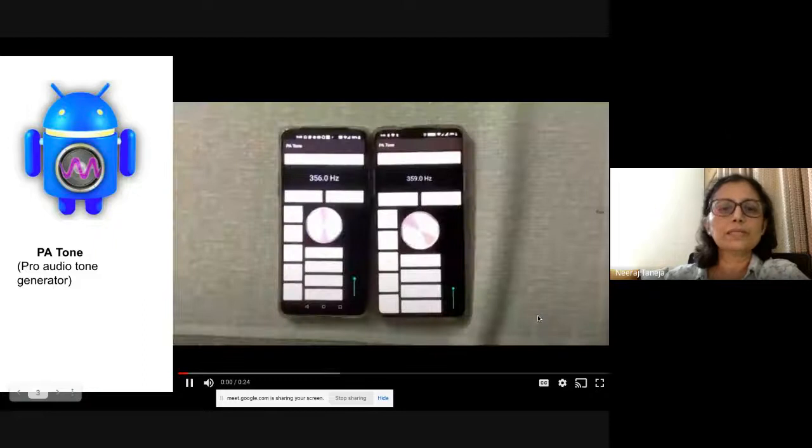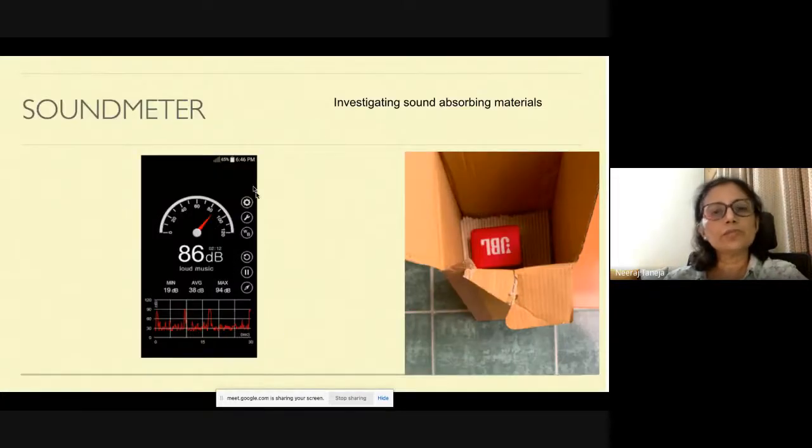Okay, next I move on to another application which I discovered, called a sound meter. This sound meter can measure the decibel levels of the sound produced. So this can be used to perform many investigations. Like I thought of one investigation where I have a sound producing device, like this Bluetooth speaker, which I can remotely control and play any particular sound or music. And I want to investigate the properties of sound absorbing materials.